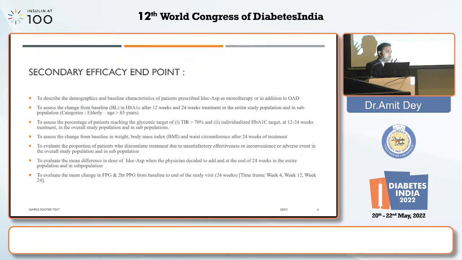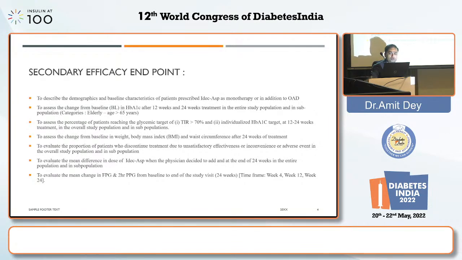We can also, if suggestions come in, create some other subpopulation category and look at the changes in the A1C. The third secondary efficacy endpoint would be to assess the percentage of patients reaching the glycemic target. That would be a TIR of 70%. That's our goal, to see how many patients that we have initiated on IDegAsp as a monotherapy or in addition to an OAD achieve a TIR of 70%. That's the primary thought behind the study.